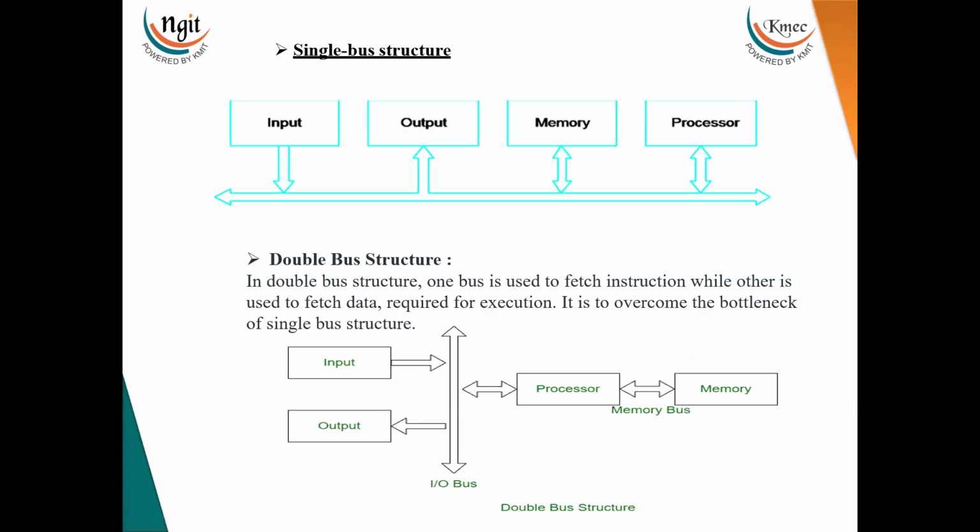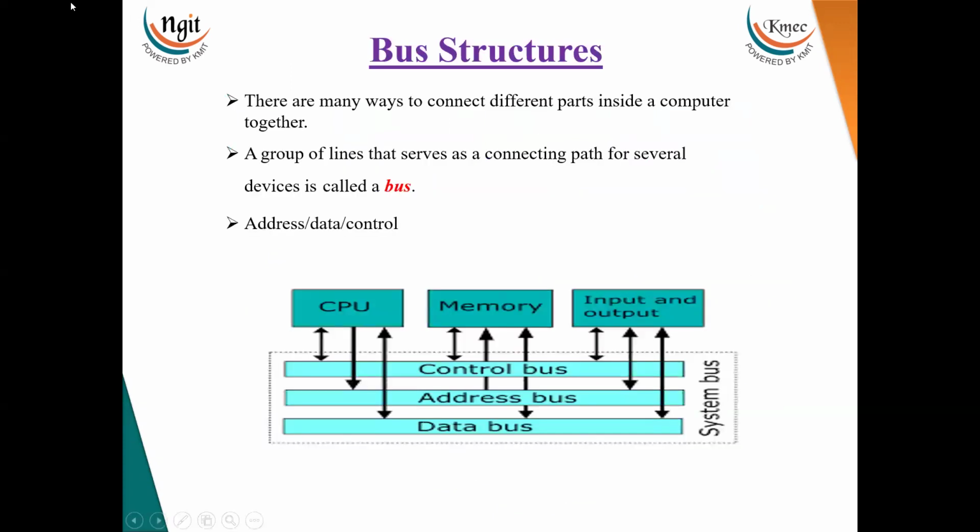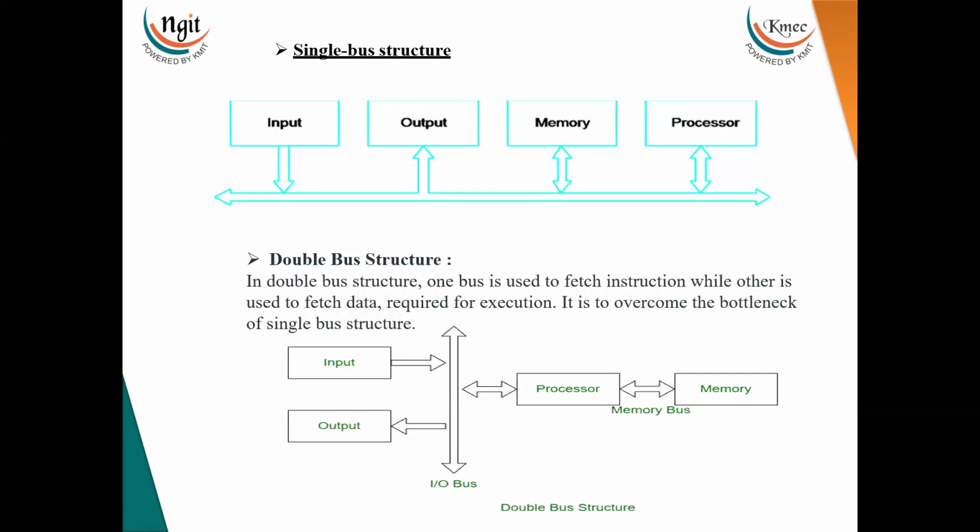Now there are two different types of structures. The first one is a single bus structure, and here the address bus holds the address and the data bus holds the data, opcode, and status. Apart from the address, whatever the information is, that will be held by the data bus. The control bus gives the control signals like memory read, memory write, input read, and input write. Now we will see the structures: single bus structure and double bus structure.